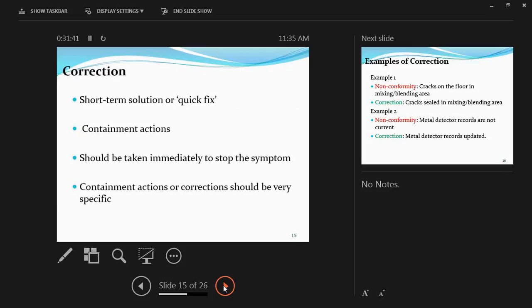Correction is a short-term solution or quick fix. As I mentioned in the earlier slide, this is a short-term solution to contain the identified nonconformity. It is taken immediately to stop the symptom and should be specific to the identified nonconformity. I'm going to provide a few examples of correction in the next few slides.